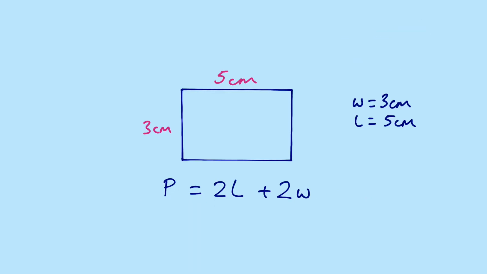So if we're given the width and the length to be 3 and 5 respectively, we can substitute those values into the formula. 2 times 5 and 2 times 3, which will give us the answer of 16. Now, don't forget, if you're given units for a formula, you must always state the units in the answer. So we were given centimetres here, so the answer should include the centimetre unit.